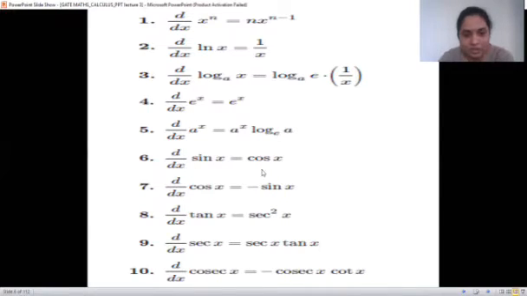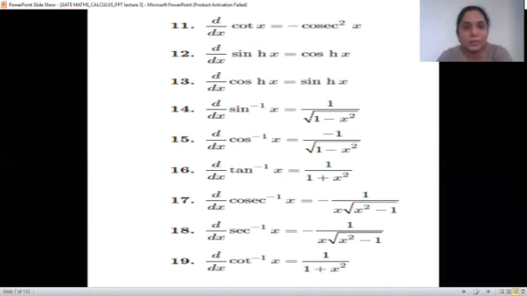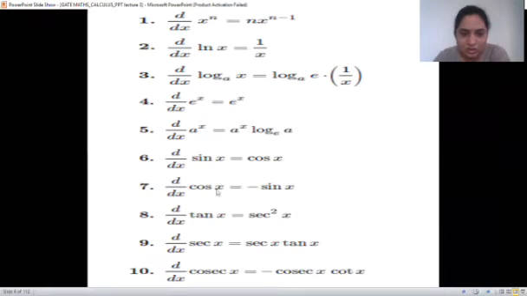Derivative of sin x is cos x. Derivative of cos x is minus sin x. Derivative of tan x is sec square x. Derivative of sec x is sec x tan x. And derivative of cosec x is minus cosec x cot x. Next, derivative of cot x is minus cosec square x. The derivative of sin hyperbolic x is cos hyperbolic x, and of cos hyperbolic x is sin hyperbolic x. Remember, in the case of hyperbolic, there is no negative sign, whereas in the case of cos, it is a minus sign.